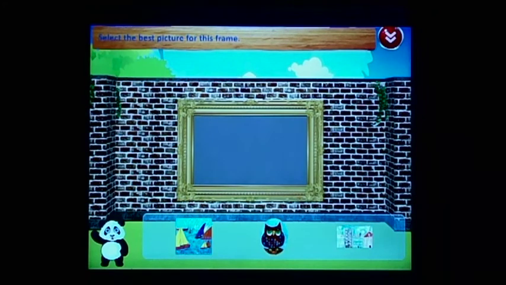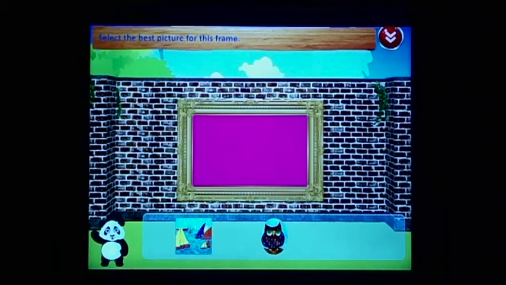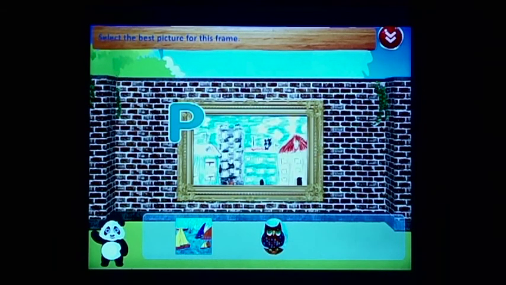Select the best picture for this frame. Well done! It looks like a rectangle. A rectangle has 4 sides. 2 are long and 2 are short. 1, 2, 3, 4. P for picture.